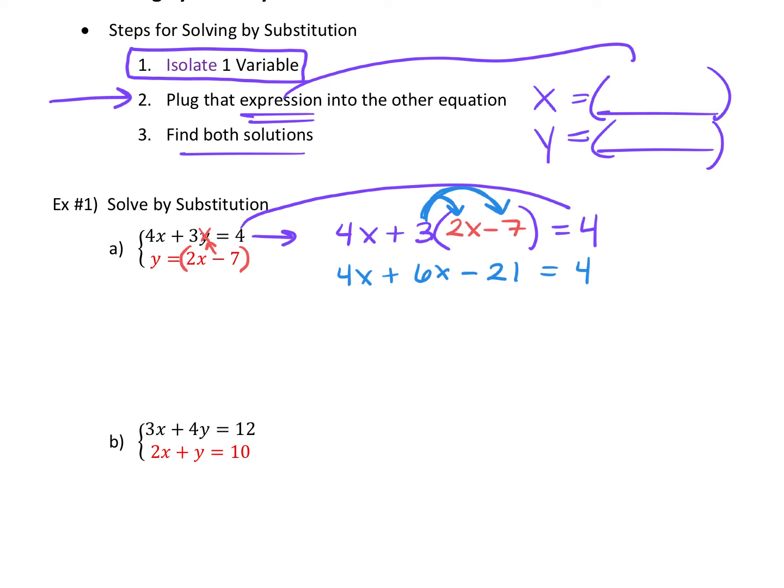Okay, keep going. 4x plus 6x is 10x. We're going to add the 21 to the other side. So we get 10x equals 25.